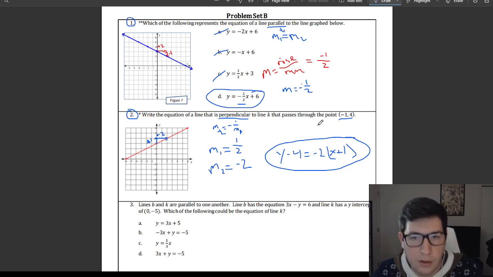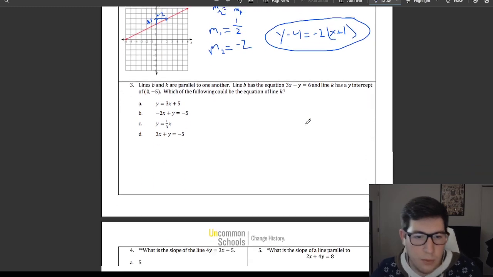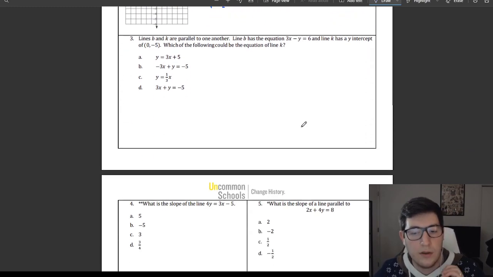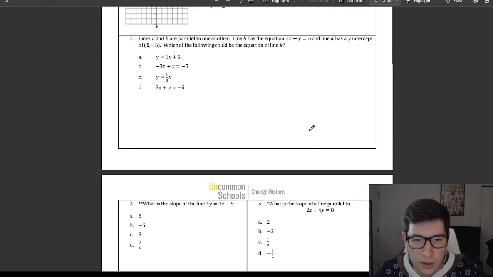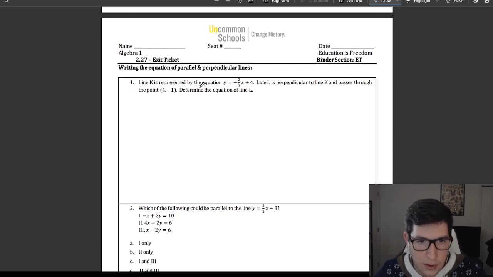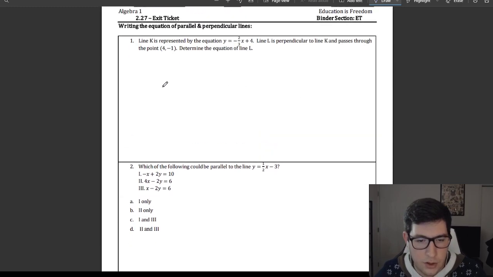All right, and from here, if you still have more time, keep working through problem set B. Work on this again, silent and solo. See how far you can get. If you're towards the end of class, though, we are going to jump to our exit ticket. Your exit ticket is 2 questions. It's just 2 questions. Again, parallel and perpendicular lines.